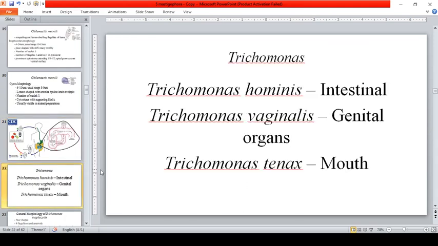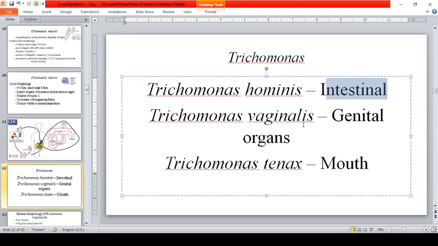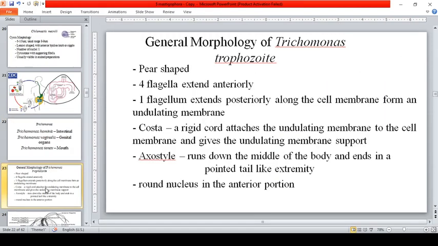Okay, we move to the Trichomonas. There are three: the intestinal Trichomonas, that is Trichomonas hominis, the Trichomonas vaginalis, and the Trichomonas tenax. The hominis is found in the intestine, the vaginalis in the genital organs, and the tenax in the oral cavity or mouth area.